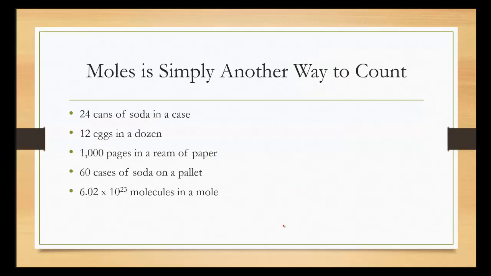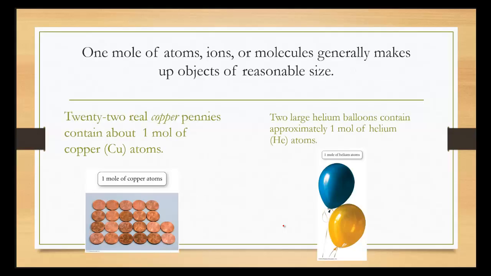Once again, think of this as just a typical way of counting. 24 cans in a case, 12 eggs in a dozen, 1,000 pages in a ream, so on and so forth. It's just a generic way of counting. And it just makes the numbers easier to deal with. Instead of counting out each individual atom, we can now say 22 copper pennies is 1 mole because of their weight. If we look at the weight of helium, we can fill up 2 balloons in 1 mole.